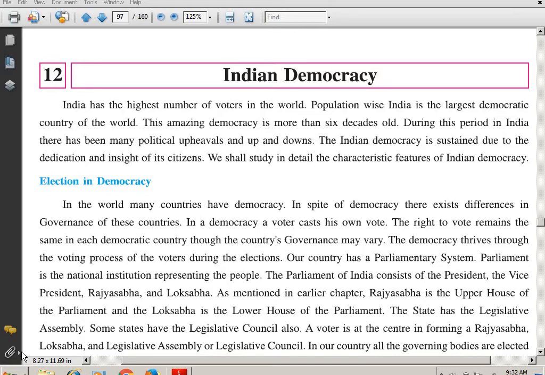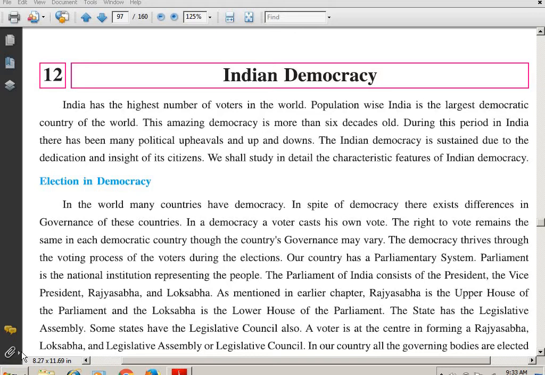So India has the highest number of voters in the world. Population-wise, India is the largest democratic country of the world. This amazing democracy is more than 6 decades old. During this period in India, there have been many political upheavals and ups and downs. The Indian democracy is sustained due to the dedication and insight of its citizens. We shall study in detail the characteristic features of Indian democracy.